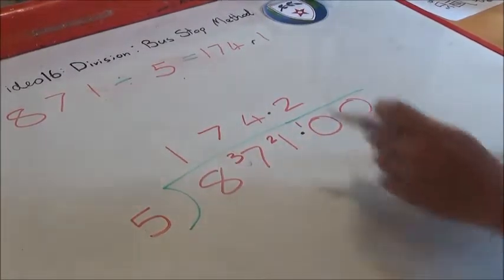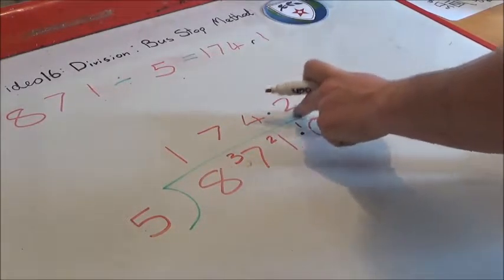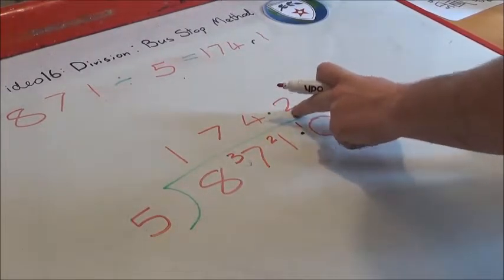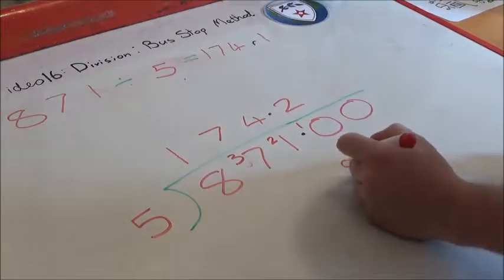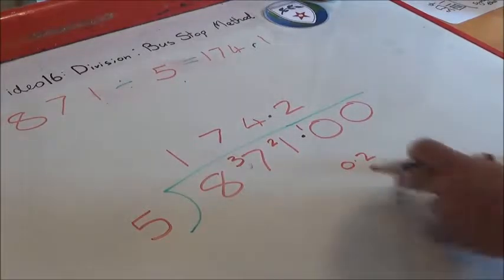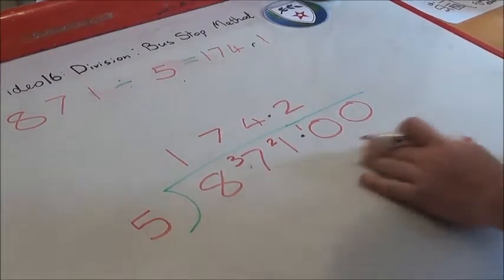So I could actually stop there and have 174.2. So this is now as a decimal 0.2. If we took this on its own, it would actually be 0.2. That is actually 1/5, which is the same as 1/5 as that.